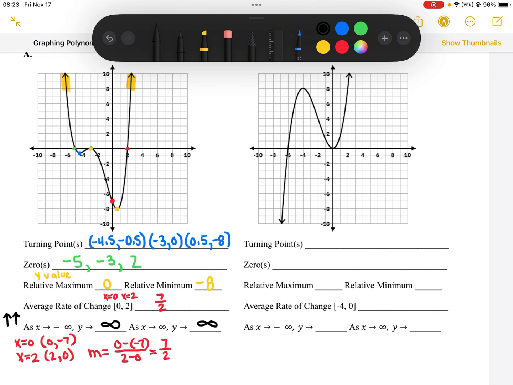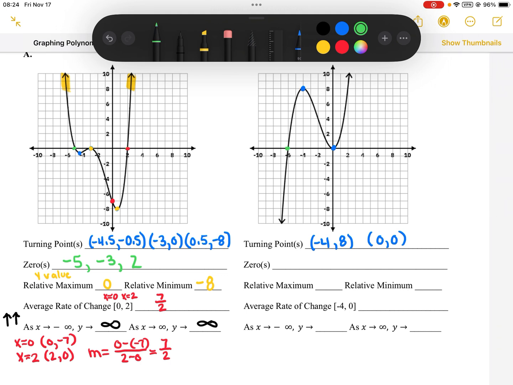For B, I'm going to go through the same process, look for my turning points, zeros, maximum, minimums, average rate of change, and my end behaviors. Starting with turning points, that's where it's changing from increasing to decreasing or vice versa. Right here is one and right here. So there's 2 of them. The first one is -4, 8. The second one is 0, 0, our origin.